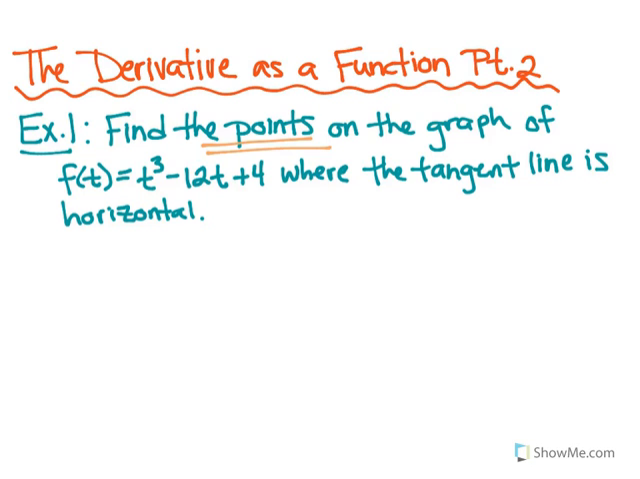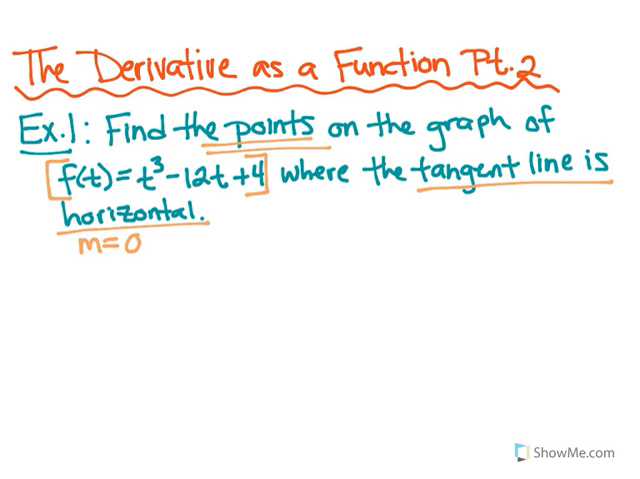Our graph is f of t equals t cubed minus 12t plus 4. And we know what tangent lines are, and it says where the tangent line is horizontal. Let's think about that in terms of slope, because we're talking about a tangent line that's hitting my graph once, and it's horizontal, so it's going to have a slope of 0. So that's important to know, because this is the only part of the function that we're curious about.